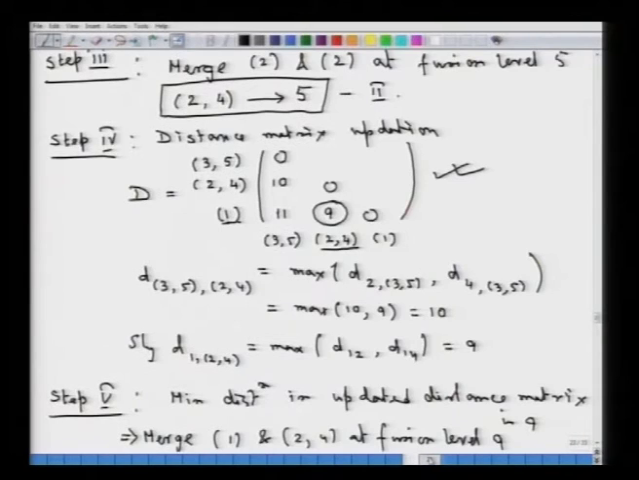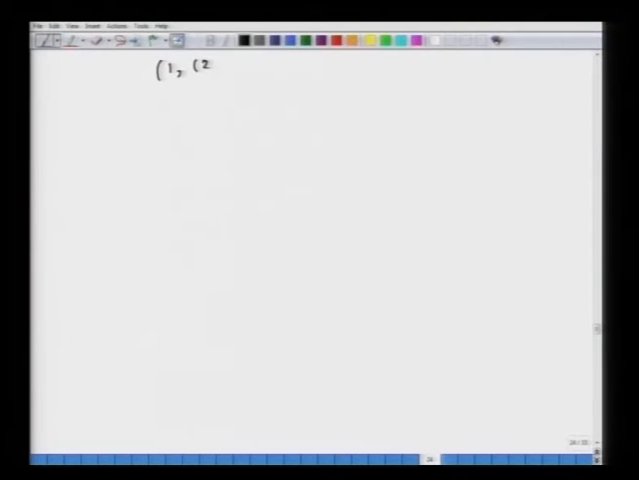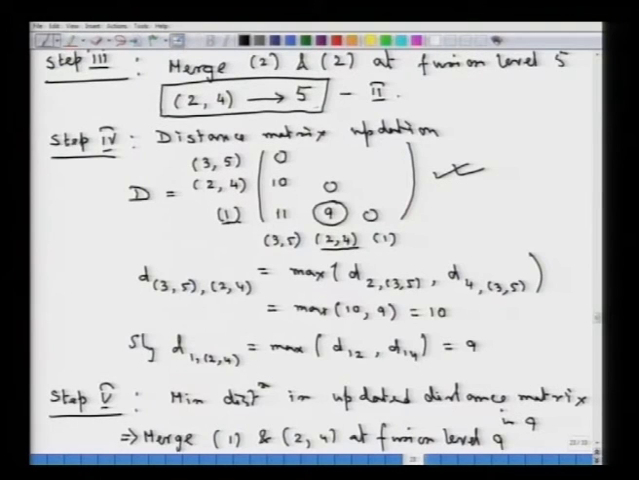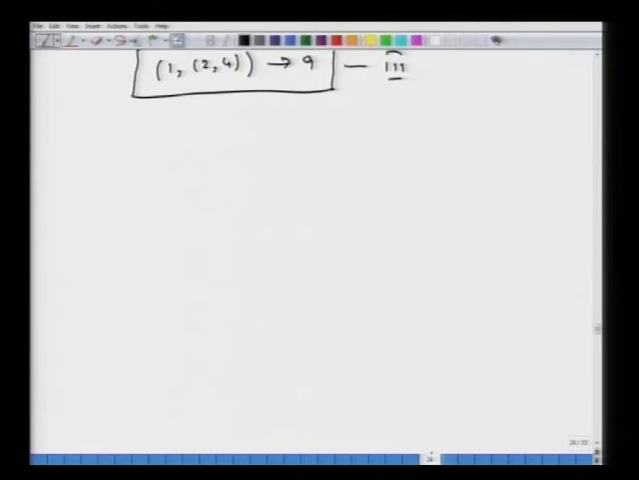We would require this information to be preserved, because 1 with 2 4 is now merged. 1 and 2 4 are merged at a fusion level of 9, and that is the information which we need to keep track of. This is the third information when we are adding the information one after the other. After those two, we will be having this third information, which would be required to form the dendrogram tree.